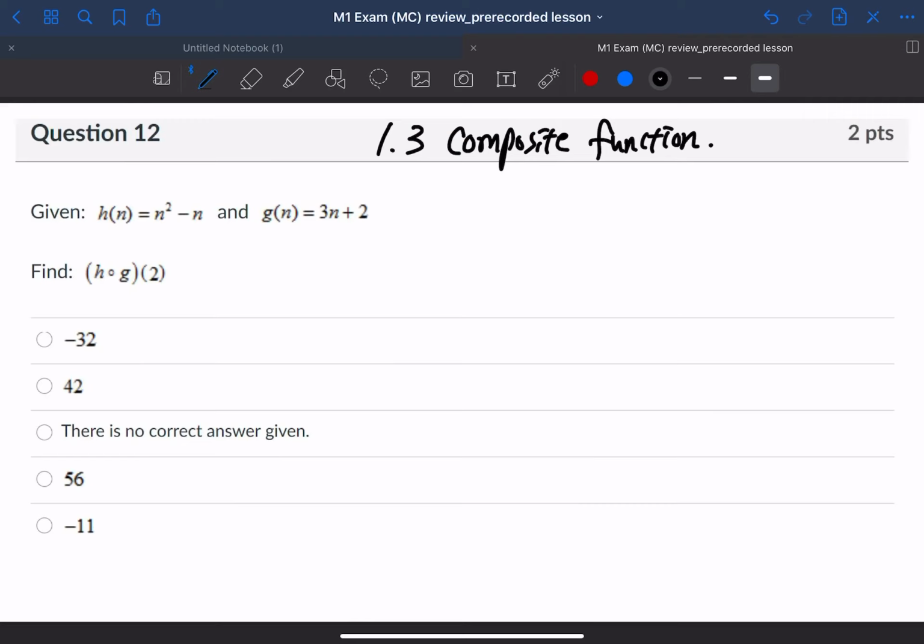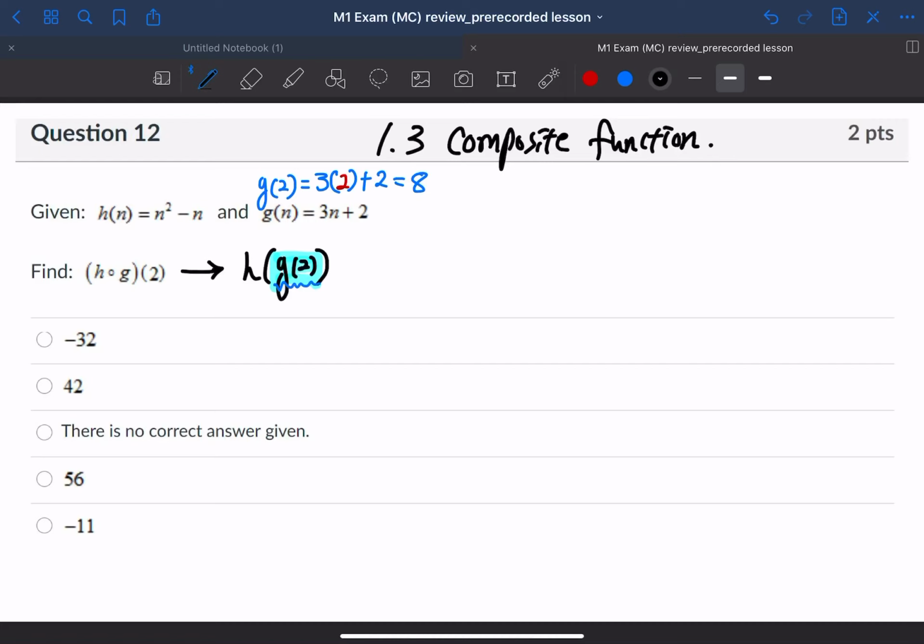There are given functions, and we have to find h composite g of 2. Let's rewrite this as h parentheses g of 2. Whenever we have composite functions, we have to work on the inside function first. So I'm going to find g of 2. Now you see, instead of n, we have the number 2, which means we are going to substitute 2 instead of n. 3 times 2 gives you 6. 6 plus 2 is 8. So this whole thing became 8.